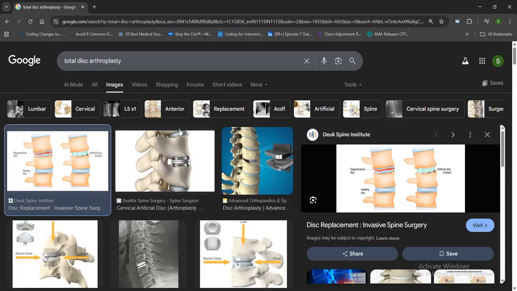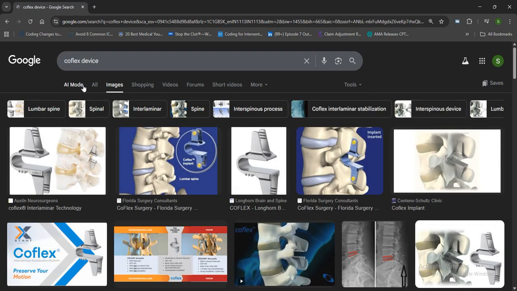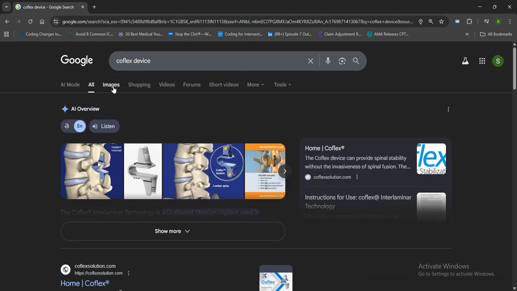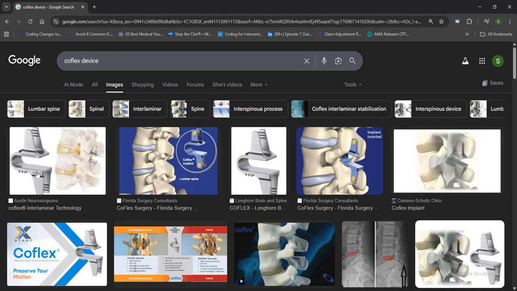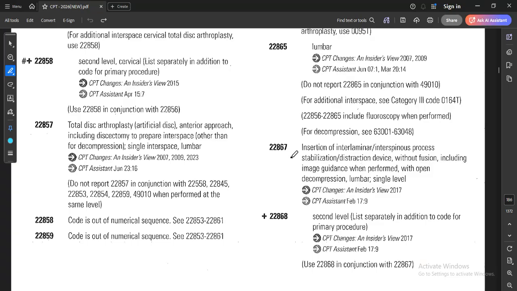Okay. Usually you will see it as a Coflex device. So this is the interlaminar device. See, the Coflex device can be used to treat LSS and is a single piece titanium implant that is stable, strong, and flexible enough to give strength. So this is the Coflex device. Okay. So the physician will use these Coflex devices in the spinous process, okay, not in the disc. Here is the spinous process. In between the spinous processes, the physician will use this Coflex device. So that time you will use 22867. Single level, 22867.